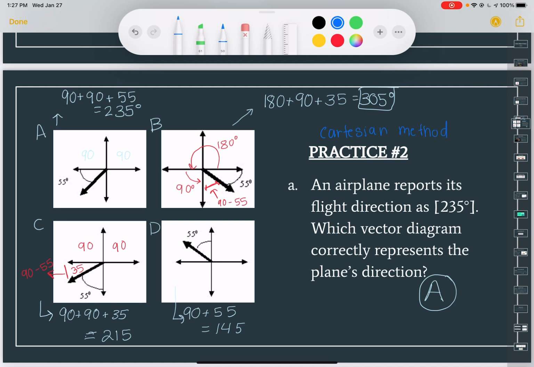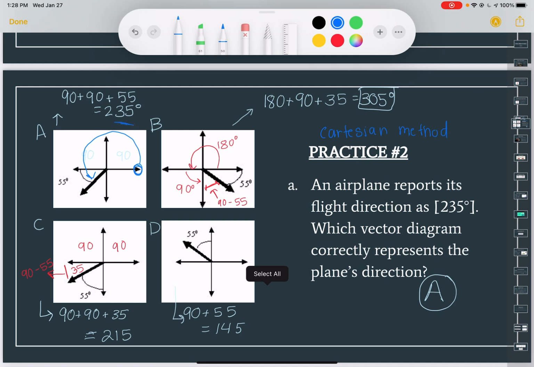I like this one better, even though we normally use the navigator method. It makes sense to me because it's just numbers, and I'm a numbers person. So what I did in this, and you can look at this if you're trying to figure it out, I'm not going to go through all of these, is remember in the Cartesian method, we start at this as being 0 and work our way around. Half of it is always 180, and then we find that extra. So I got 180 plus 55, which gives me 235.